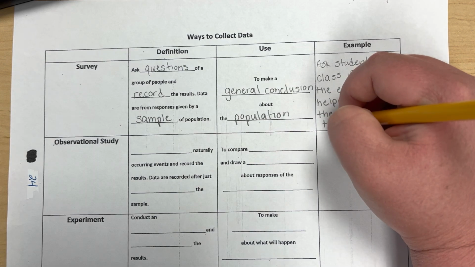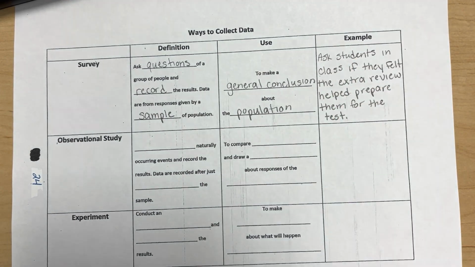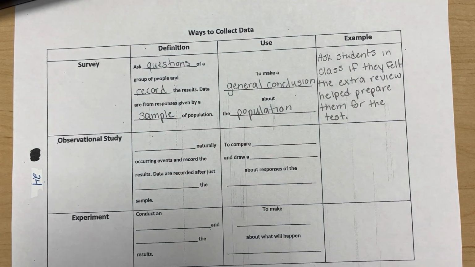In other words, I could ask not everybody in the class or everybody in all of my classes, but a few people from each class and ask them how they felt about the extra review and whether or not they felt that it prepared them more for the test. And then based on the responses that I get from those people, I could make a general conclusion about whether or not the extra review was beneficial for the entire population, which would be all the students in my class.